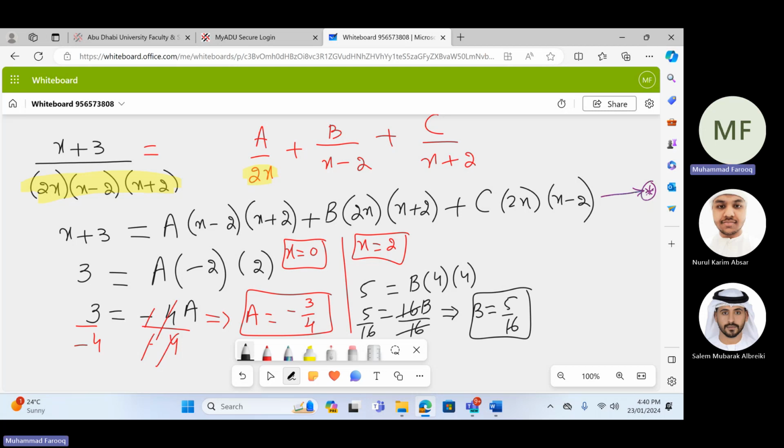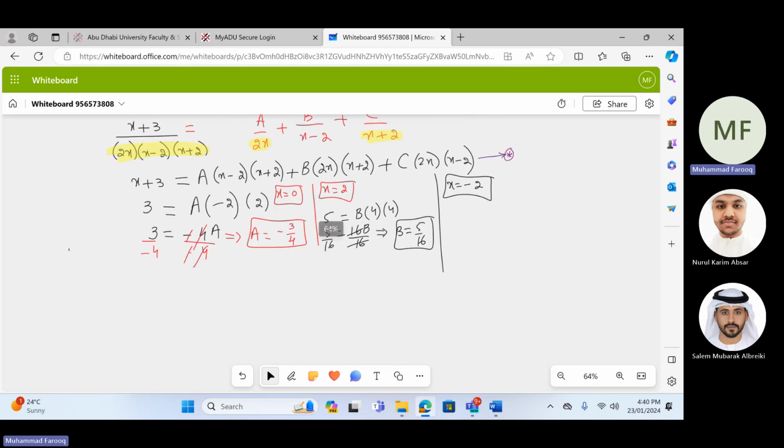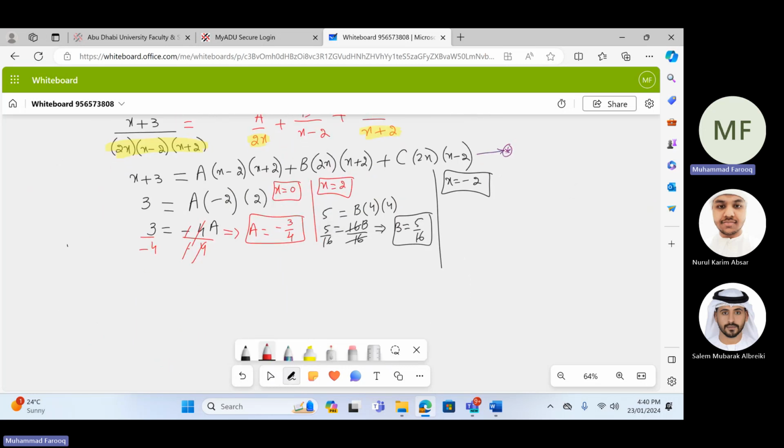What is the third factor? Negative x plus 2. Make it 0. So how much is x value? x equals negative 2. From the third factor, x is minus 2. Substitute minus 2 in star. So negative 2 plus 3, 1, right? Minus 2 plus 2, 0, finish.